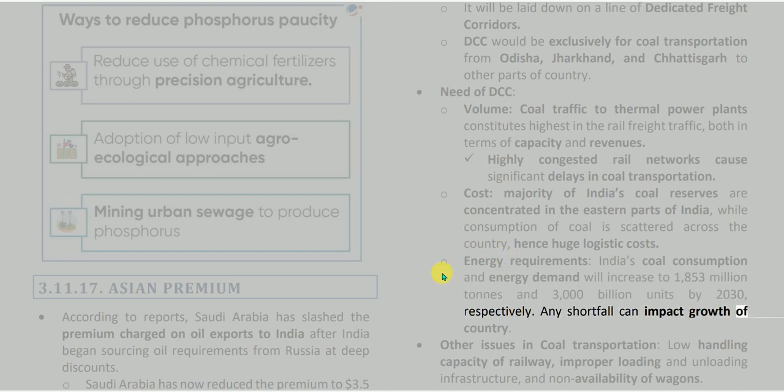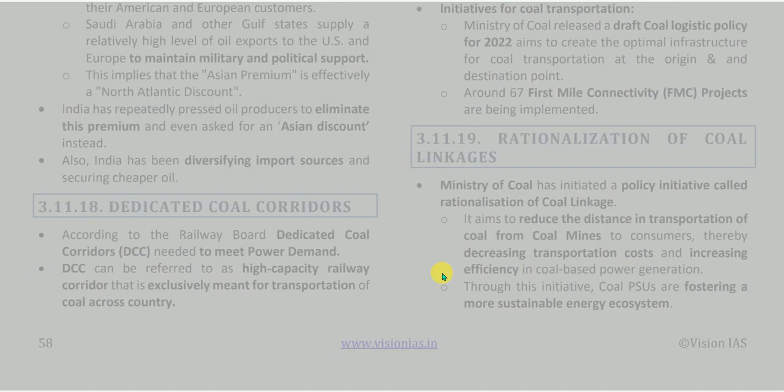Other issues in coal transportation: low handling capacity of railway, improper loading and unloading infrastructure, and non-availability of wagons. Initiatives for coal transportation: Ministry of Coal released a draft coal logistic policy for 2022 that aims to create the optimal infrastructure for coal transportation at the origin and destination point. Around 67 first mile connectivity, FMC, projects are being implemented.